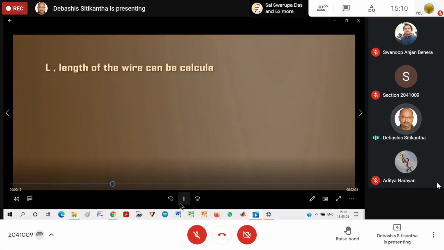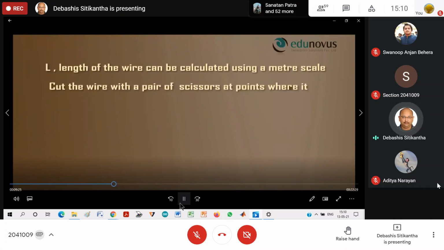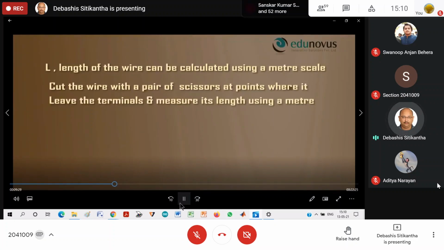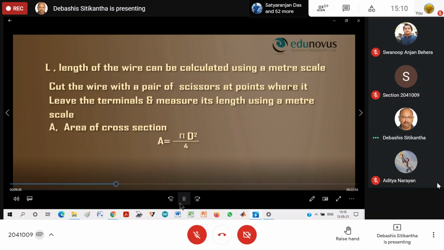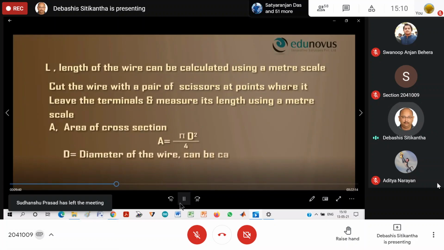Length of the wire L can be calculated using a meter scale. Cut the wire with a pair of scissors at points where it leaves the terminals. Measure its length using a meter scale. Area of cross section A is equal to pi d square by 4. D is equal to diameter of the wire, can be calculated using the screw gauge.